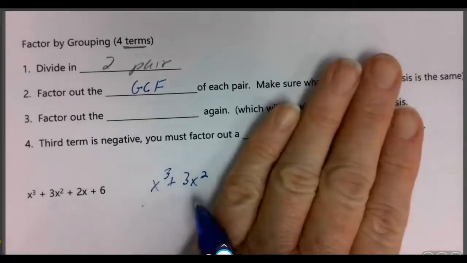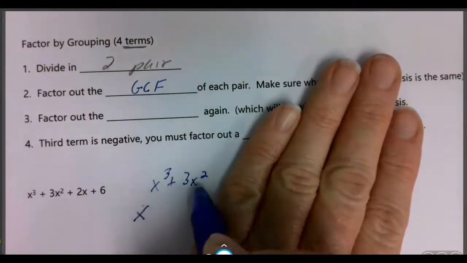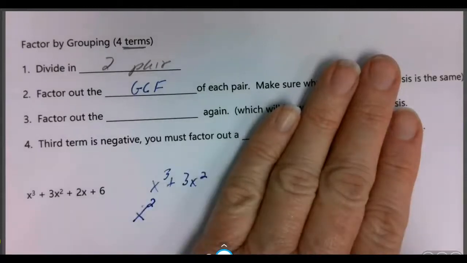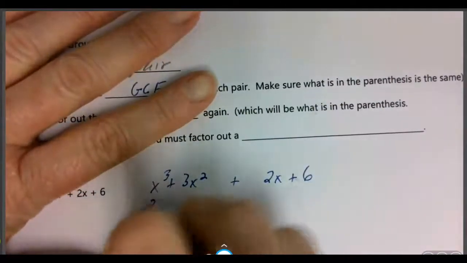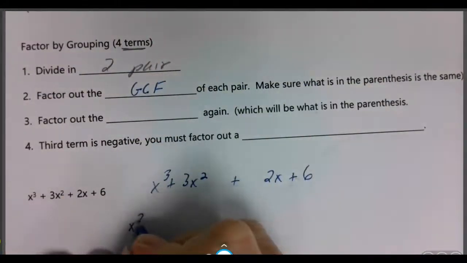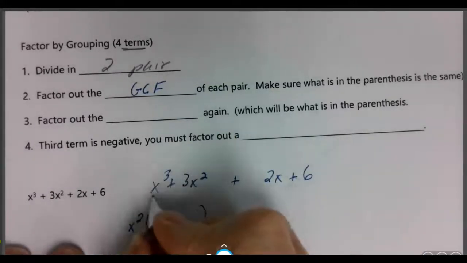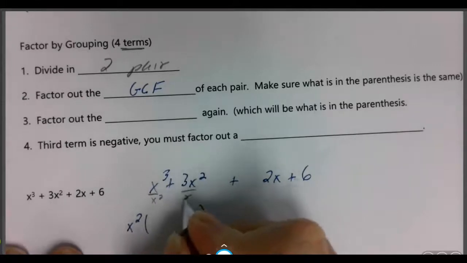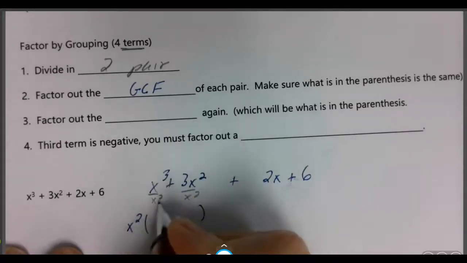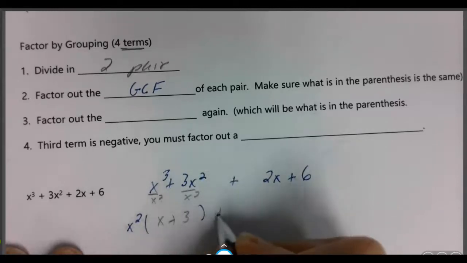So look at this pair. What's my greatest common factor? Well, the number is 1. Don't have to worry about that. They both have an x. What's my lowest exponent? 2. Okay, so I'm going to divide out by x squared. I'm going to move that down so I have a little more space. I'm going to factor out x squared. When I factor out an x squared, I'm dividing both of these by an x squared. I get x cubed divided by x squared is x. 3x squared divided by x squared is 3.